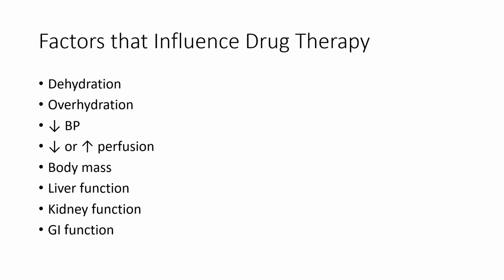Okay, liver function is big. I explained that to you several times. Anytime you have a liver impairment, we either want to change the route of administration or you're going to see an increase in dosages. Kidney function, same thing. GI function, same thing. We talked about the gastroschisis, the short gut syndrome. That goes back to your surface area of absorption. So those are all factors that can influence the drug therapy.